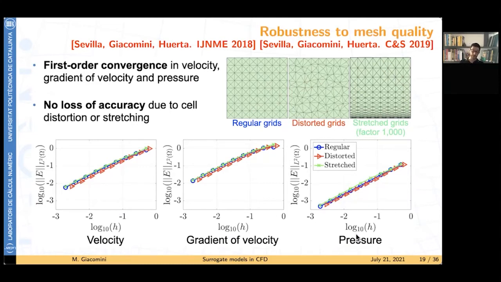Here I'm reporting the convergence of the L2 error with respect to the mesh size for the velocity, the gradient of velocity, and the pressure. What we observe is that we get first order convergence for all these variables and, most importantly, independently of the quality of the mesh. So we have no loss of accuracy, even in the presence of distorted grids or stretched grids. This is important, and here specifically, we get convergence of order 1 for the gradient of the velocity without any need of reconstruction of the fluxes. This is the major difference with respect to existing finite volume solvers.